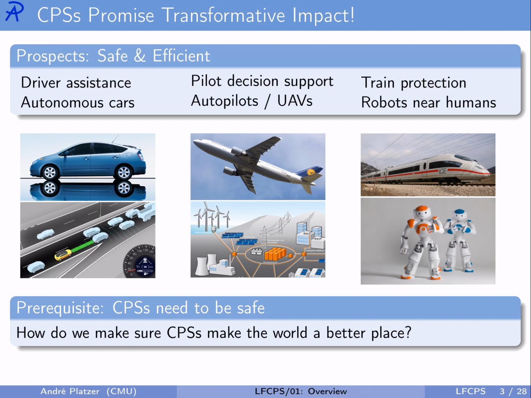Pilot decision support systems, they better be right. Autonomous technology for controlling UAVs or drones had better be right. Train protection systems are really useful in order to save lives, but they also have to be right about their decisions. And when we let robots act and maneuver near people, it is very important as well to make sure that their interactions with people meet safety requirements.